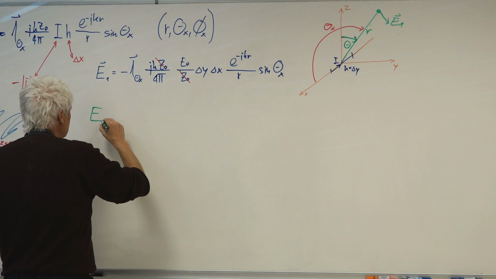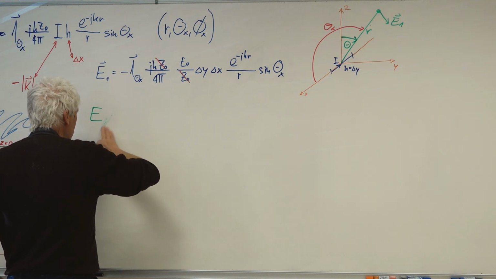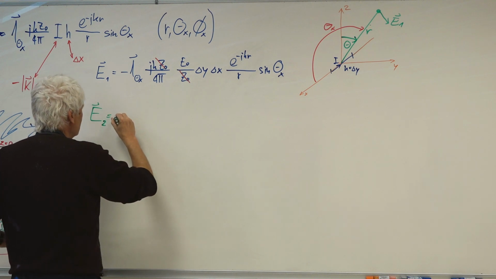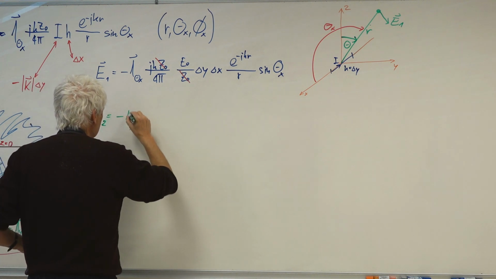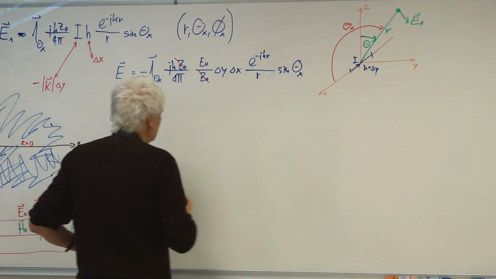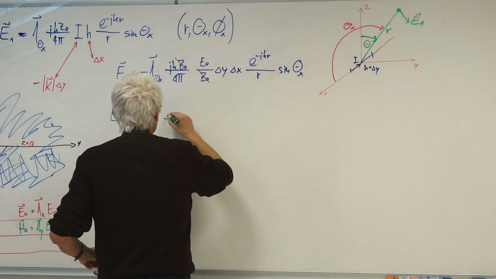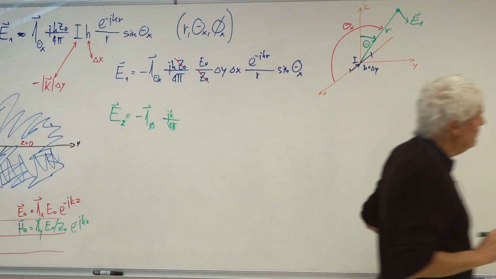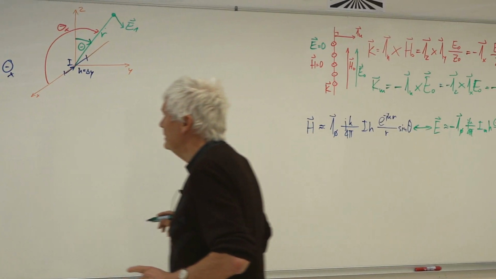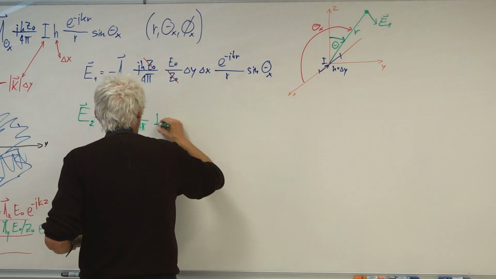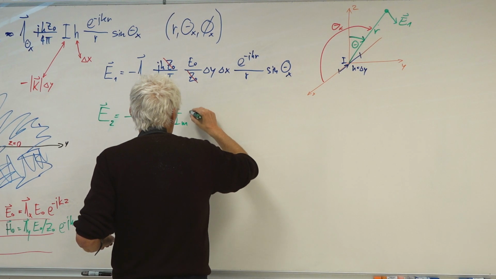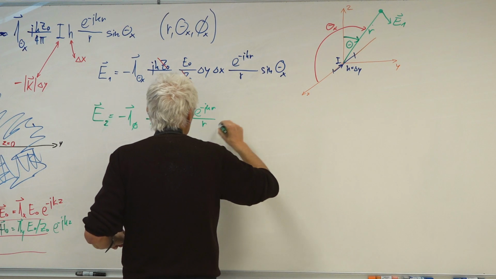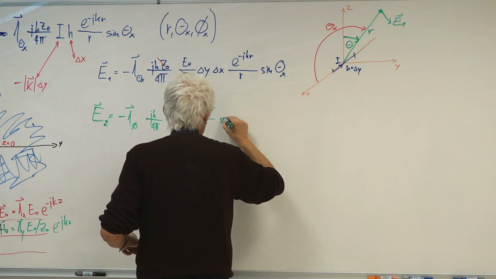The radiation from the magnetic current, E2, is now minus 1 phi, jk over 4 pi, then we have E magnetic times h, e to the minus jkr over r, sine theta.